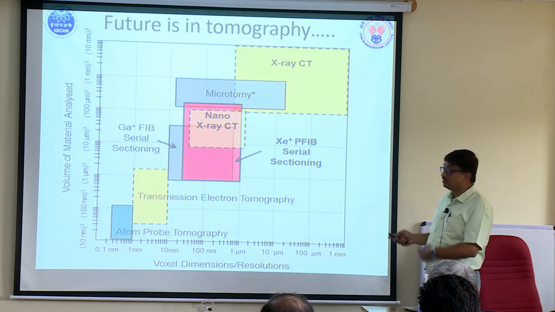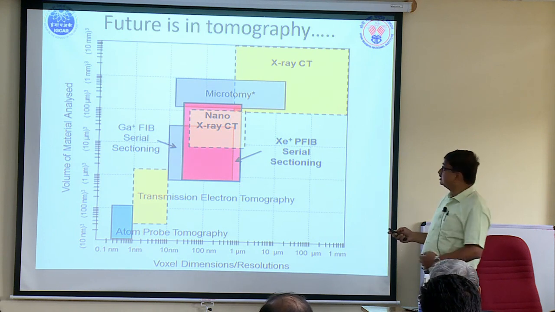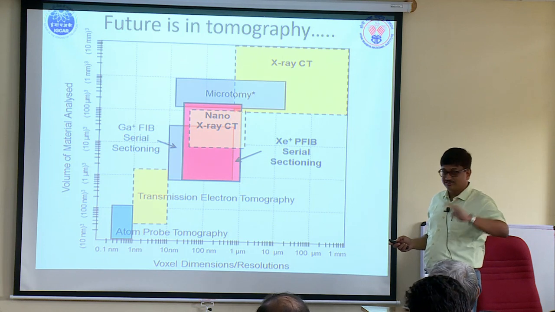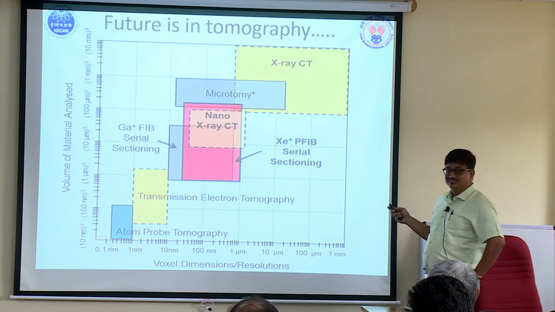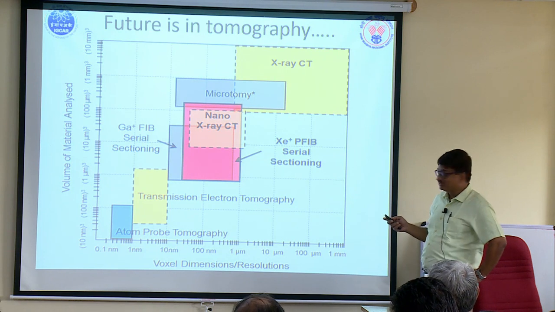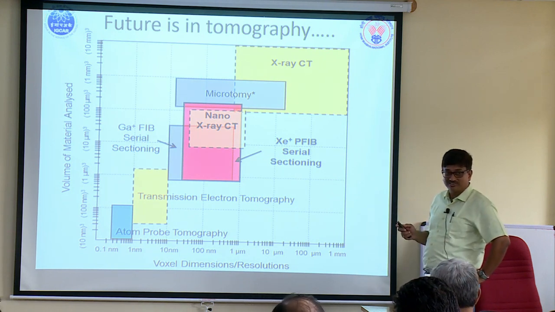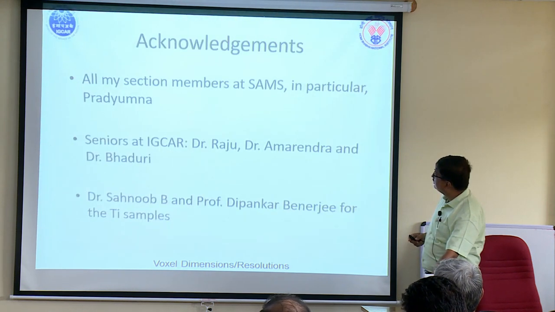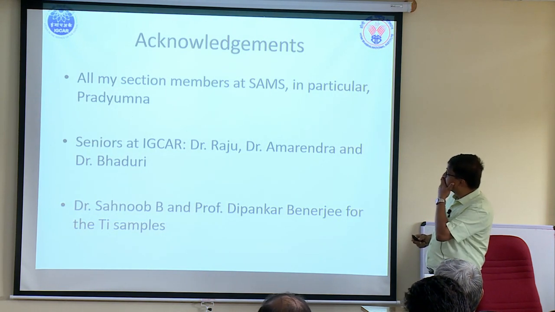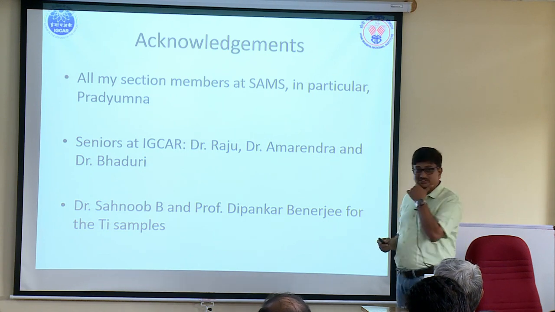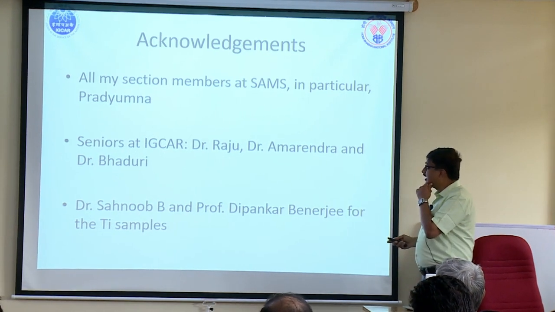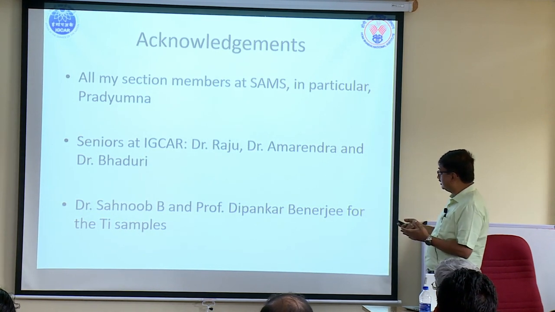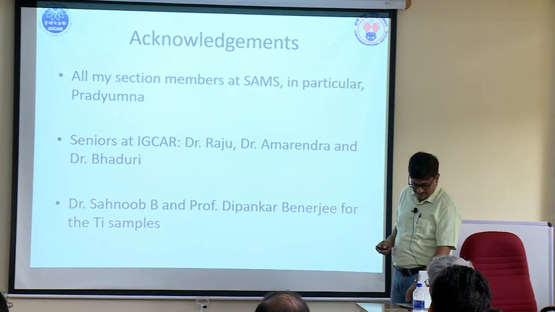There is also something called nano X-ray CT. We rarely do this. There is microtomy, of course. This is the bread and butter for the biologists, not us. Human beings are put into that machine that I told you. It's of the order of millimeters, and the doctors can take a look at you. I think with that I finish. Okay, the acknowledgements: all the members in my group, and some of my seniors, and also Shanub and Dipankar, who were sharing the titanium samples.